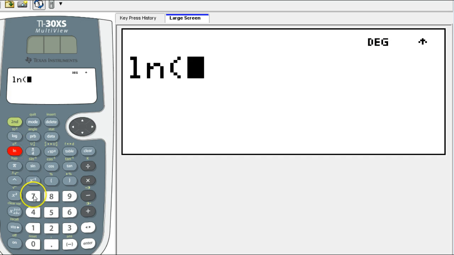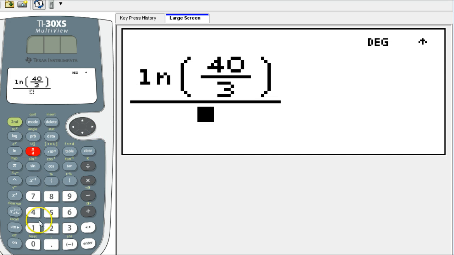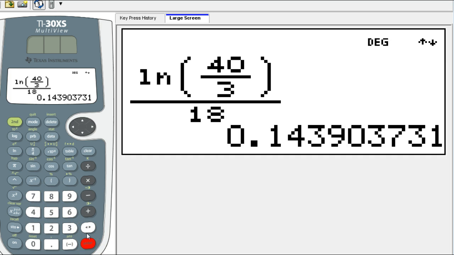Okay, so we'll have natural log 40/3 and then put that over 18. Okay, so as a decimal I have 0.1439 and keep all 4 of those decimal places.